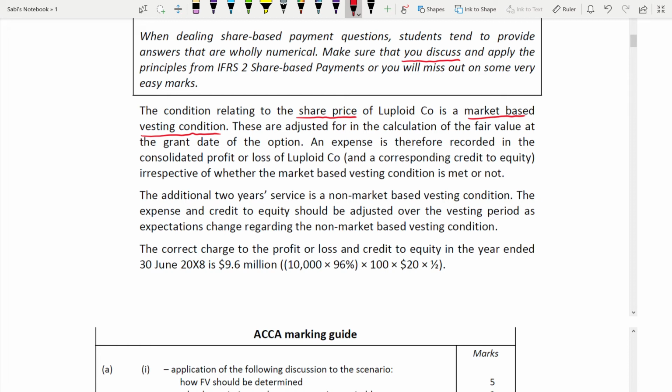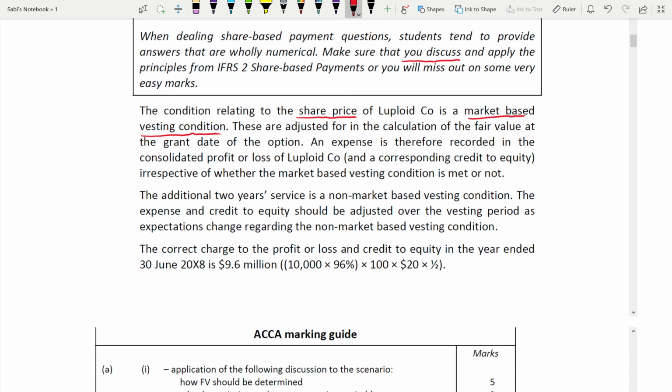So the share price is what? Is it in your hand? Is it in your control? Is it in your performance? The share price will increase or no? It is something which is market based. Market will decide the share price. Even if you go on to IFRS 2, it says the same thing. So the condition relating to the share price of Luploid is a market-based vesting condition. This you have to write.